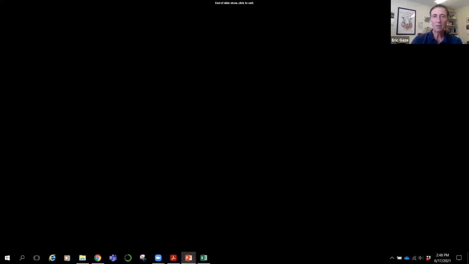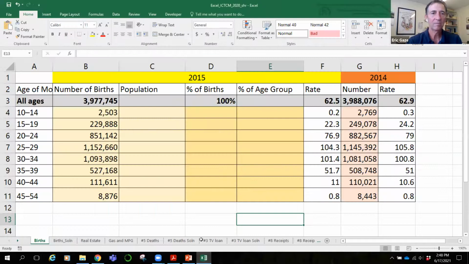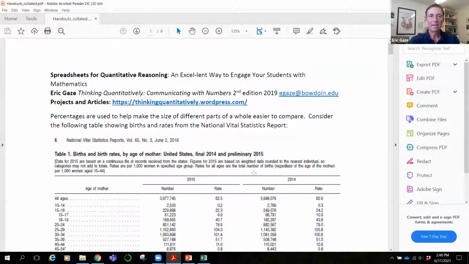Okay, let's take a look at some of these examples that I promised you would see. So here we have just some data on birth. The actual data table comes from the government. And I have this blog, Thinking Quantitatively, at wordpress.com. If you want to see a lot of different examples of graphics and numerical tables from articles that I use in my class, including quiz questions.